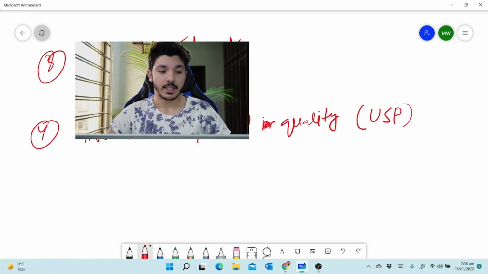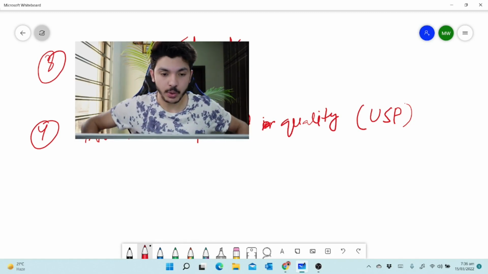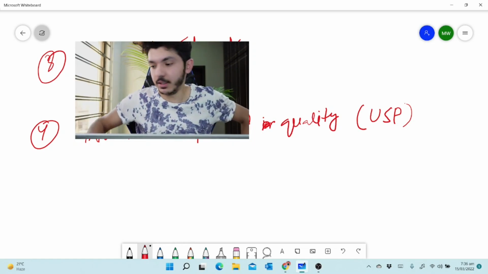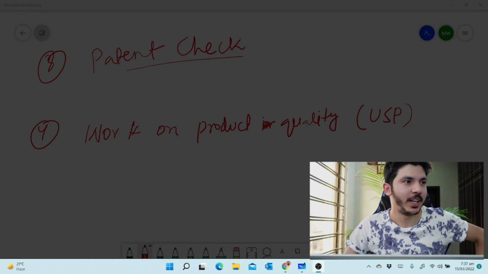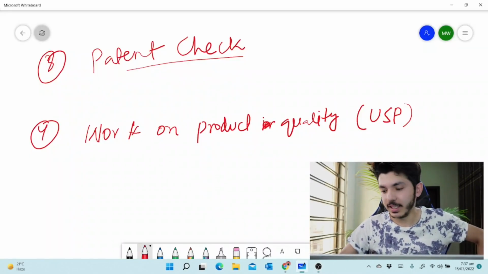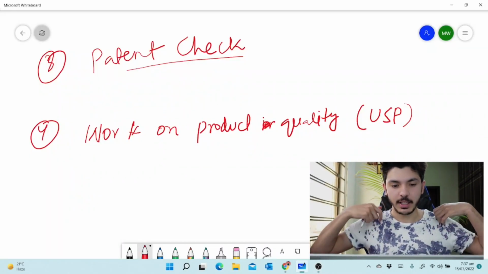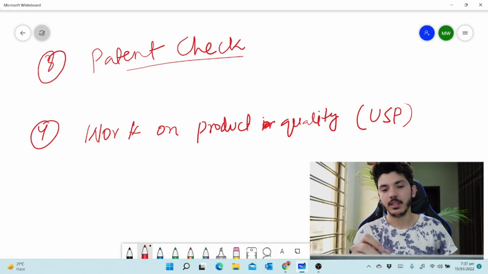Okay guys, so the next step, and this step is neglected by many of the sellers, and you need to take care of this step. Okay, so basically this step is the third and the most important step, which is pattern check.